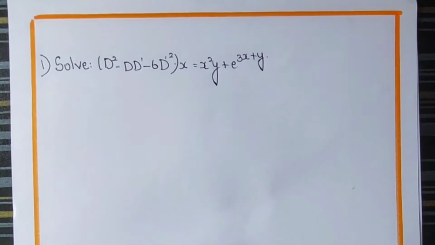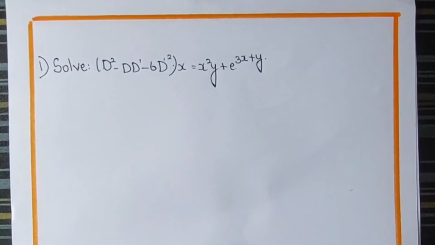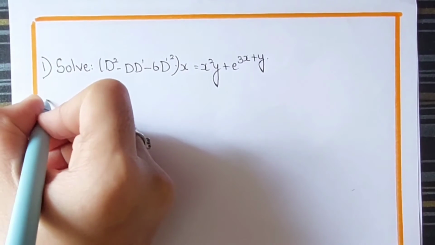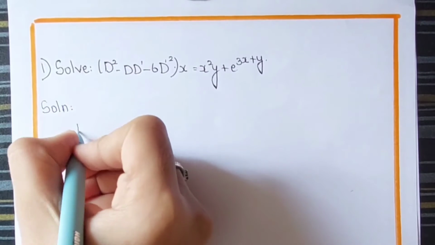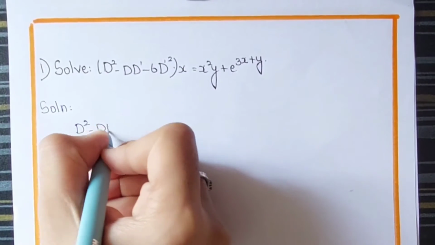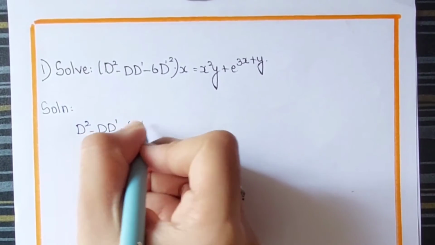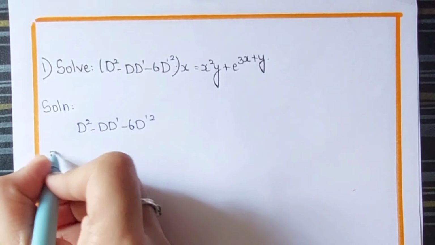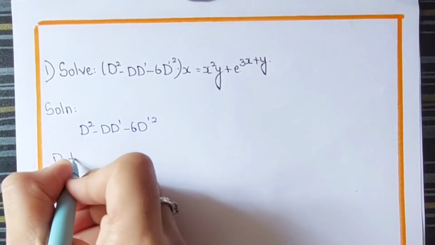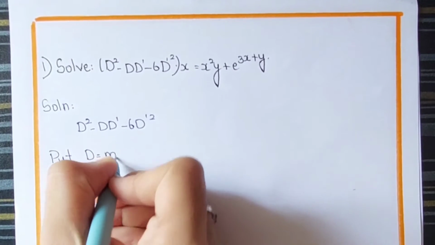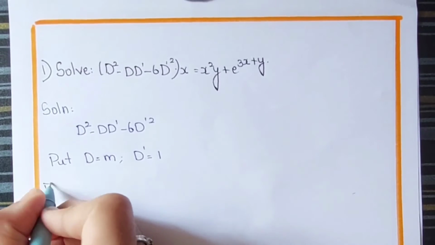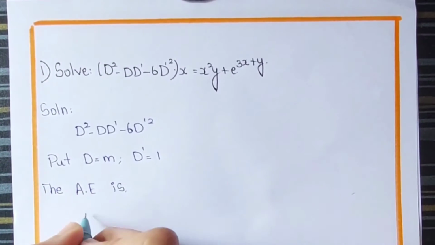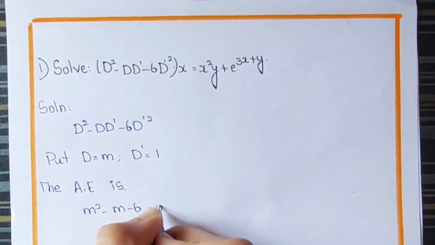The first question is (D square minus D' minus 6D' square) z equal to x square y plus e power 3x plus y. For this question, first we will write the auxiliary equation. Now to write AE, put D equal to m and D' equal to 1. The AE is m square minus m minus 6 equal to 0.